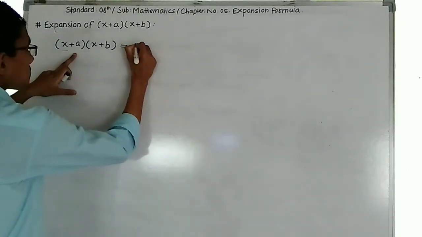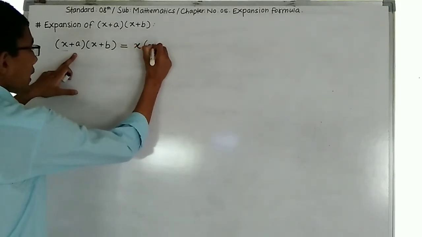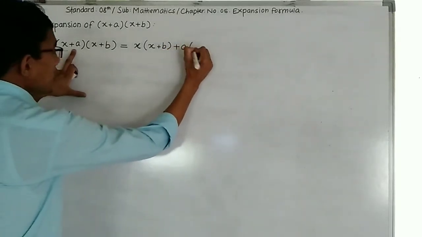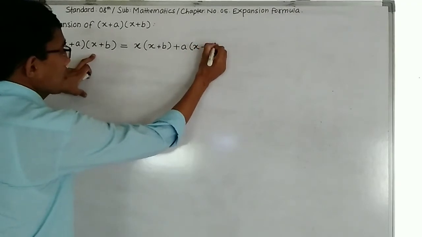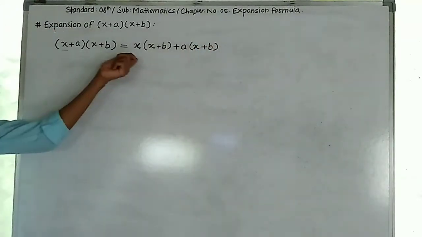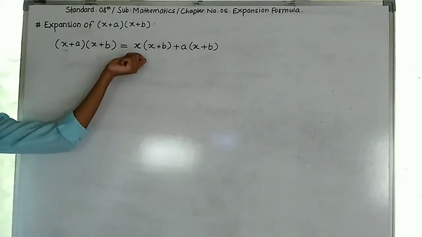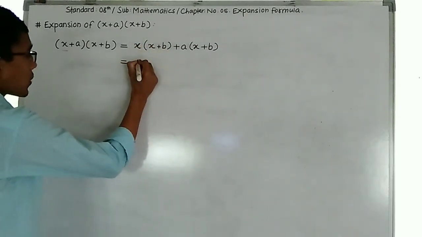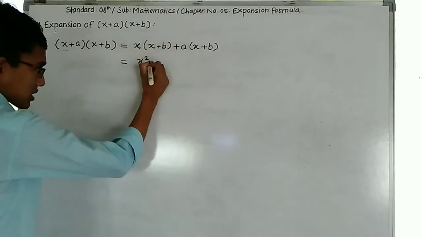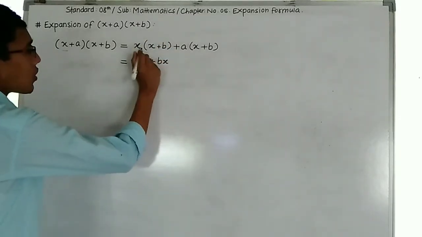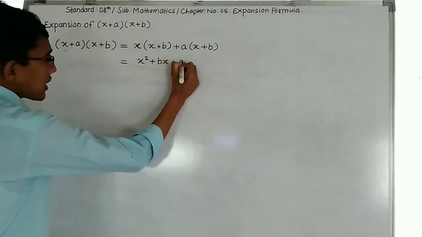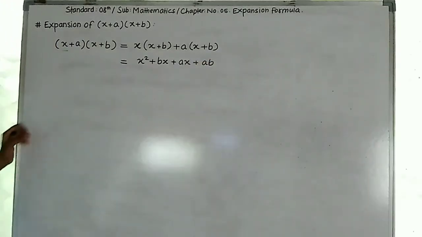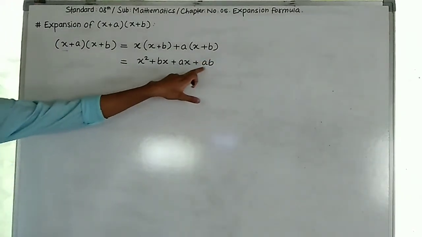So we will get x into (x + b), and plus a into (x + b). So we have got the equation x(x + b) + a(x + b). Now I will multiply. x into x is nothing but x², x into b is nothing but bx. Then a into x is ax and a into b is nothing but ab. So we have got x² + bx + ax + ab.